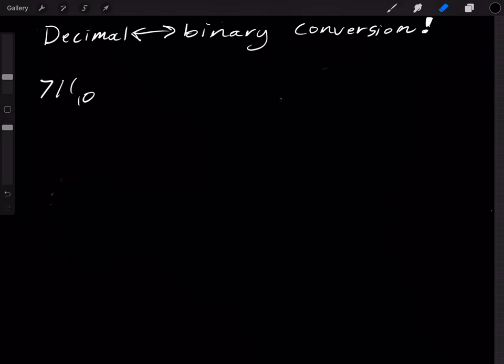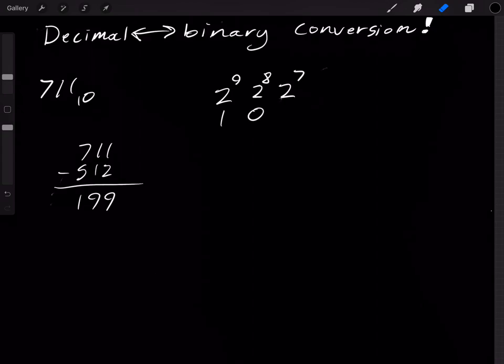Okay. So you have 2 to the 9th, which is going to be 512. And you know that goes in there, so you can place a 1. So 711 minus 512 is going to equal 199. Okay. So you know that 2 to the 7th goes into 199, right? So 2 to the 8th does not, so that's a 0.